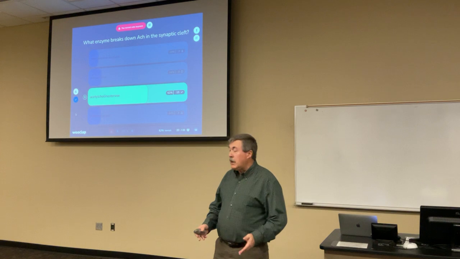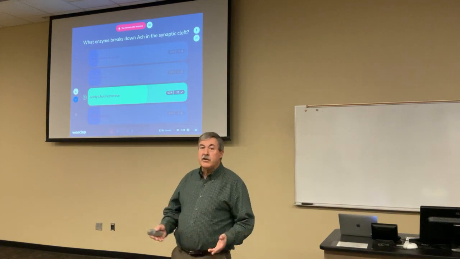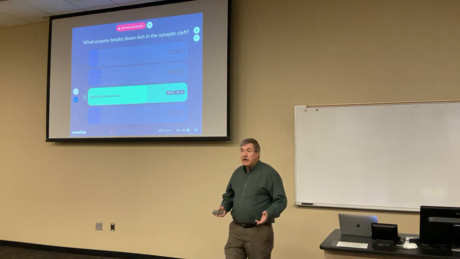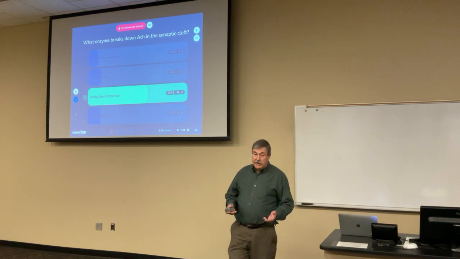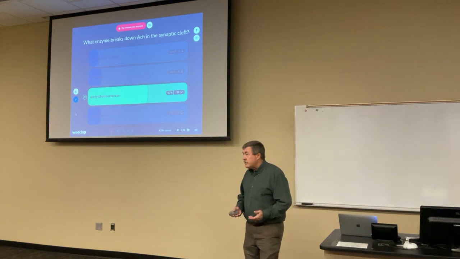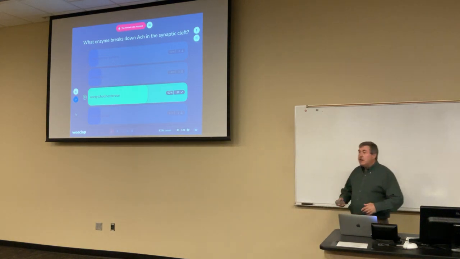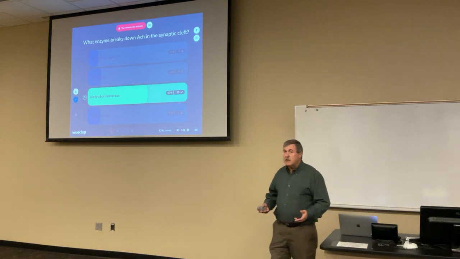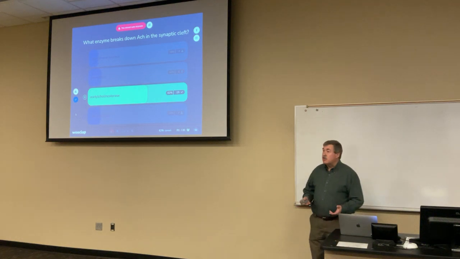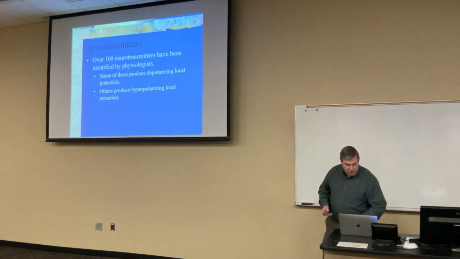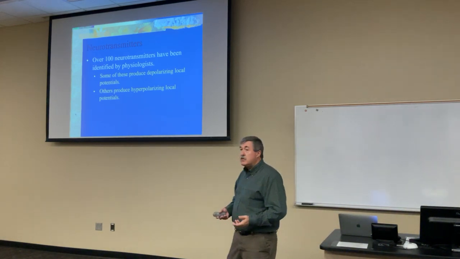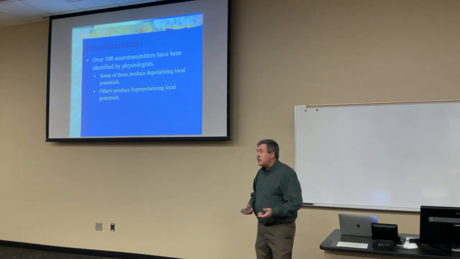Acetylcholine was the very first neurotransmitter that physiologists discovered. And probably the reason that it was discovered first is because that's the most common neurotransmitter that's used in the peripheral nervous system. It's also used in the brain, but there are other neurotransmitters that are used in the brain, like amino acids. There are some amino acids that act as neurotransmitters. There actually have been over 100 neurotransmitters that have been identified by physiologists.